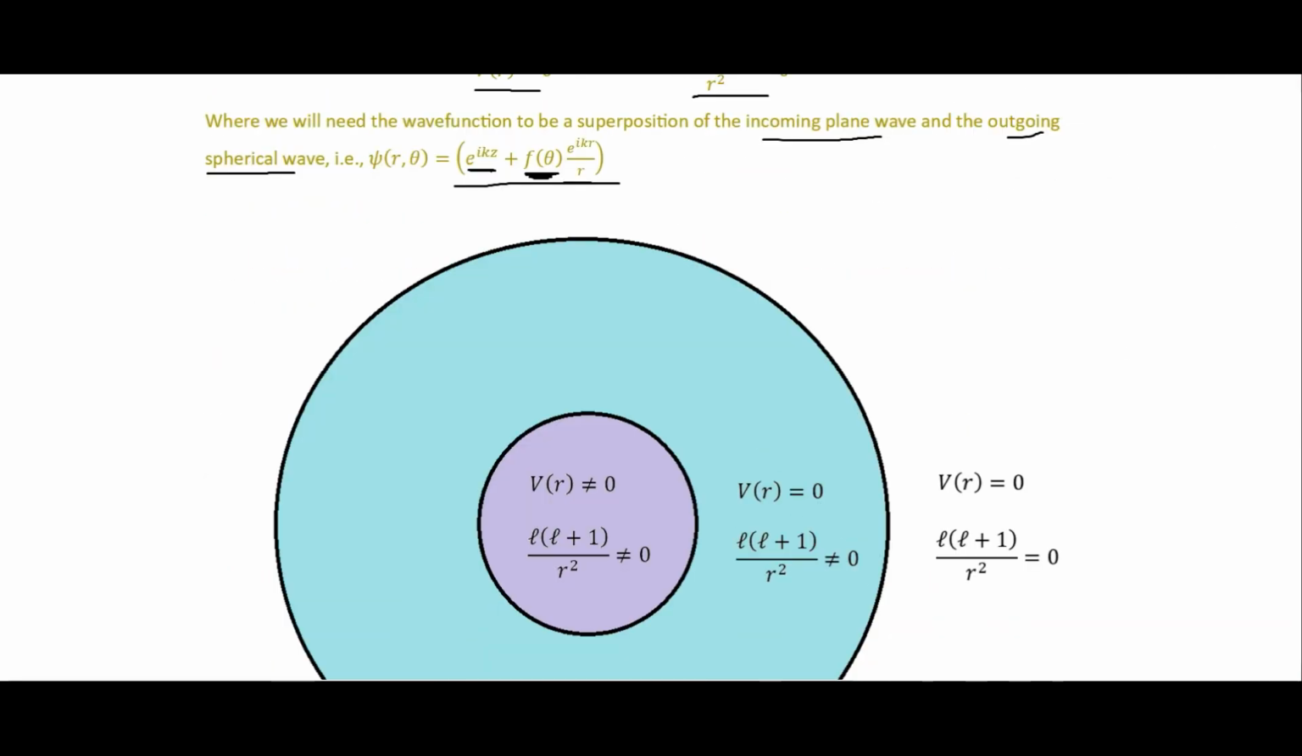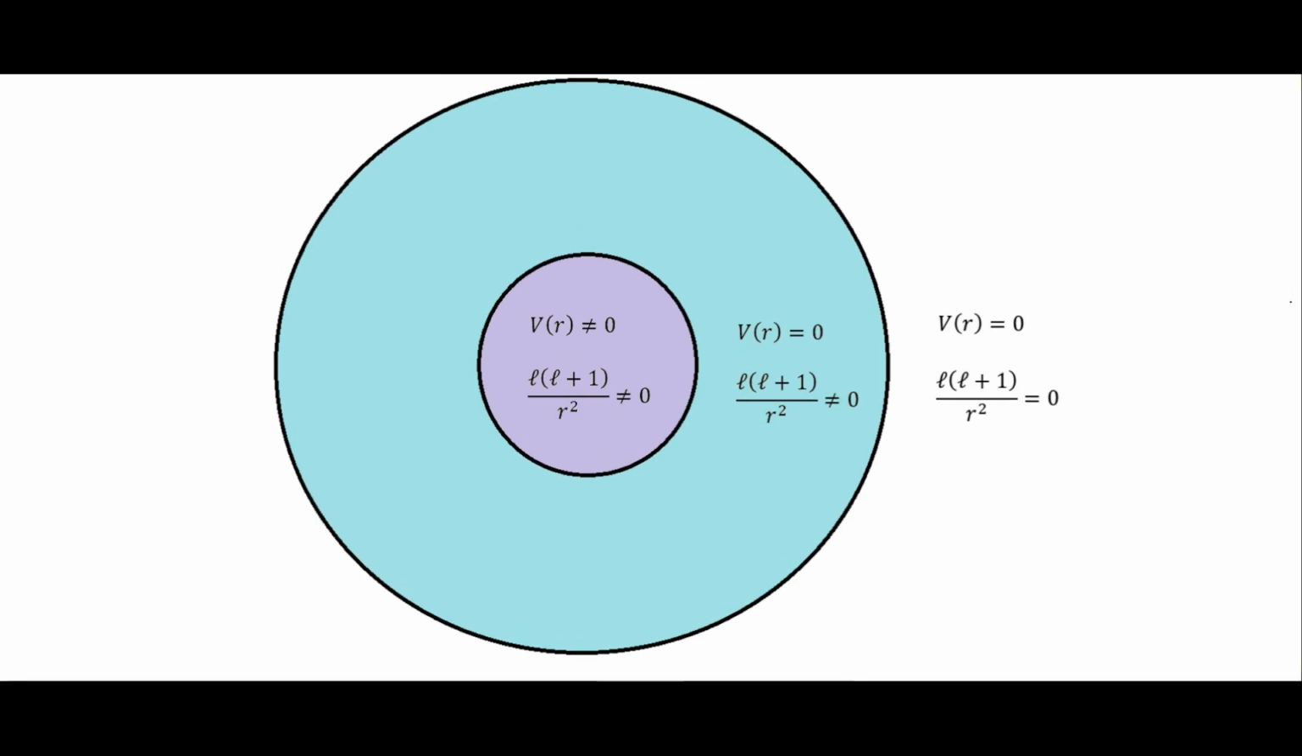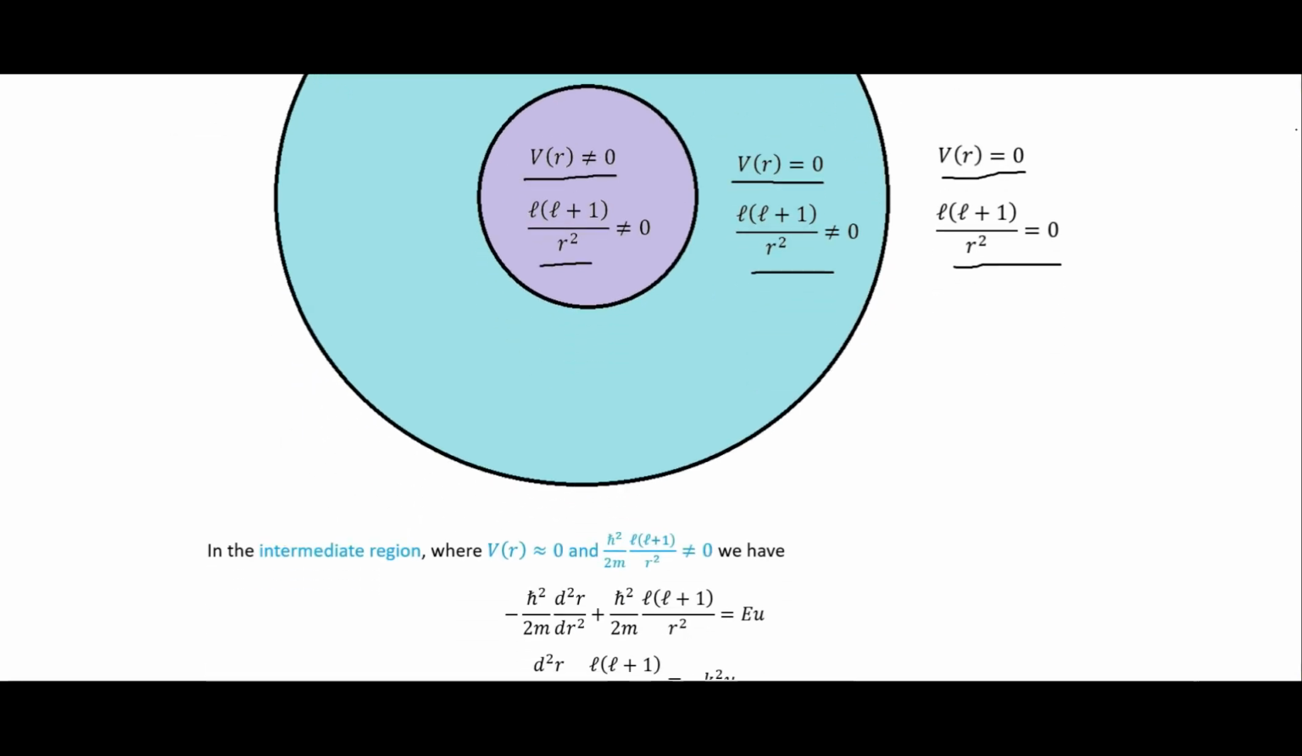And so here are those regions right here. Everything outside this circle, in the white, is the large r region where our potential is 0 and our centrifugal term is 0. Then in the intermediate range, we have our potential being roughly equal to 0, but our centrifugal term is not 0. Then inside the potential, in this purple area here, our potential and our centrifugal terms are not 0.